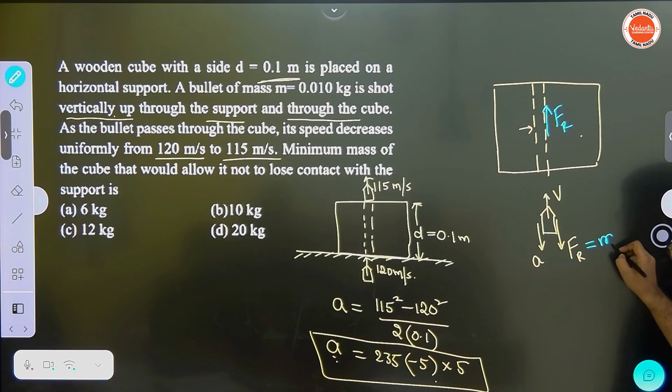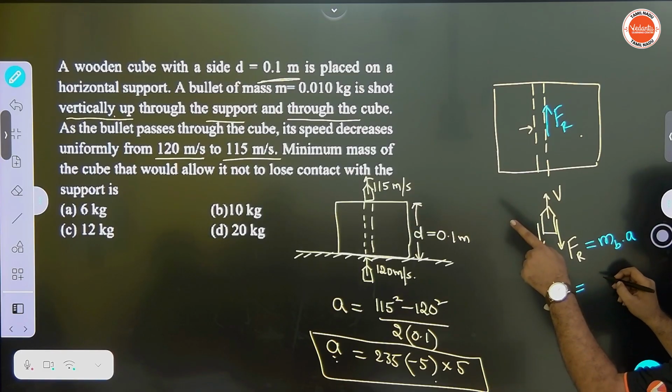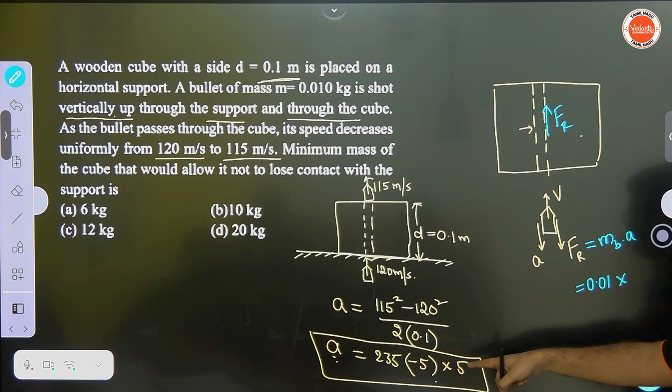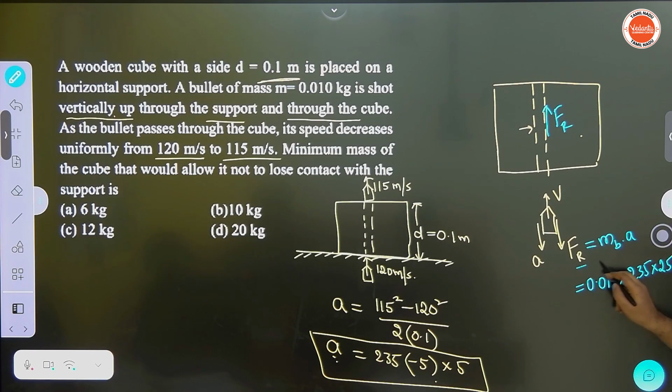This is equal to mass of the bullet times its acceleration, right? What is that equal to? Mass of the bullet is given to you. How much? 0.01 kg. And what is the acceleration? Magnitude of the acceleration, so this is 235 into 25. Clear? So this is the resistive force that the block is applying on the bullet, and the bullet also will apply an equal and opposite amount of force.